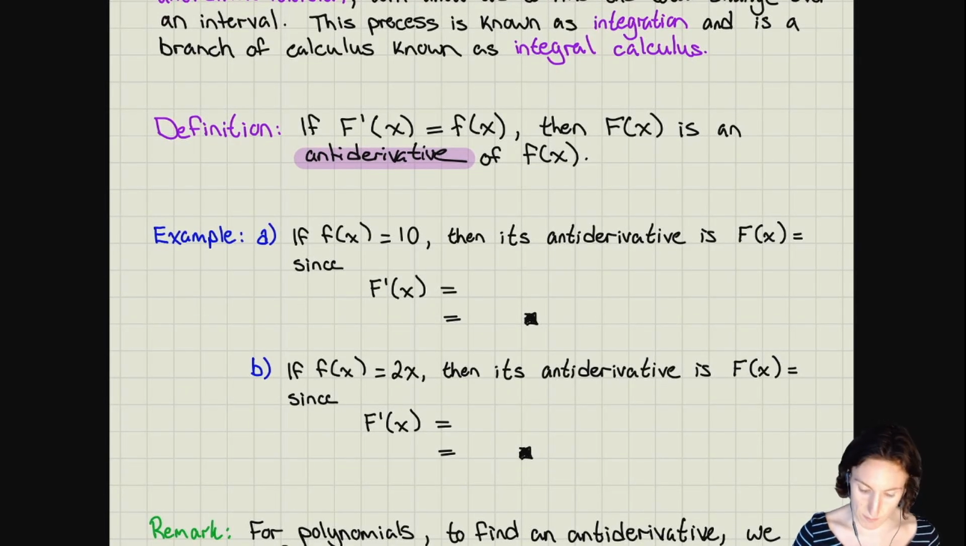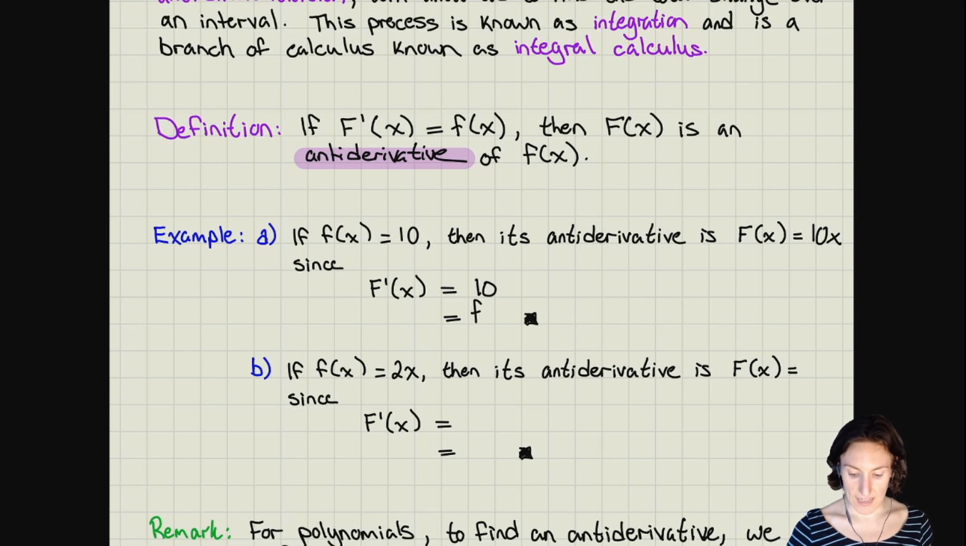So say, for example, we had little f of x equal to 10. What would the antiderivative be? Before you differentiate and get an answer of 10, what would you have to have? Well, if we had 10 times x, and I differentiated that, capital F prime of x would just be equal to 10, which is our little f of x. So it goes back to this definition here.